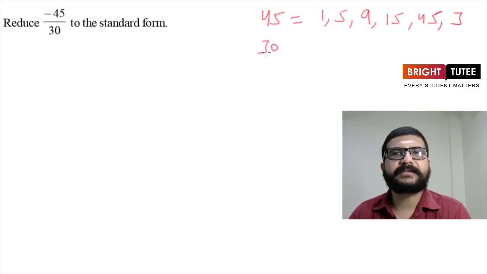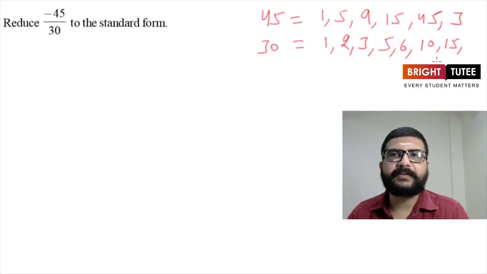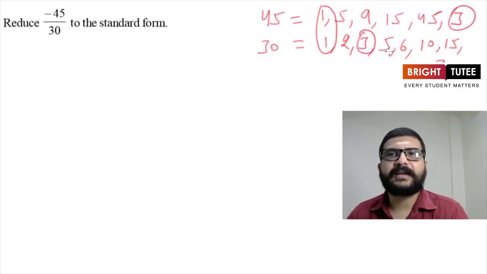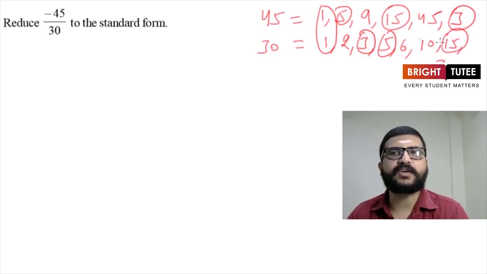Now what are the common factors? For that, what we have to do, first we have to write all the factors of 30. So let's write it. Factors of 30 are 1, 2, 3, 5, 6, and then it will be 10, and then 15, and then it will be 30. So these are the factors of 30. Now which are the common factors? Common factors are 1, and then there is a common factor, that is 3, and then 5 is the common factor, and we have 15 as a common factor. So as we have seen here, 15 is the highest common factor.